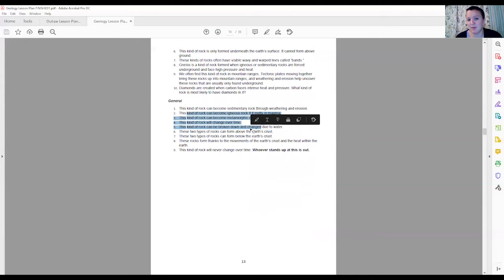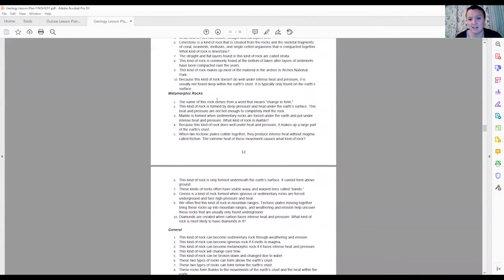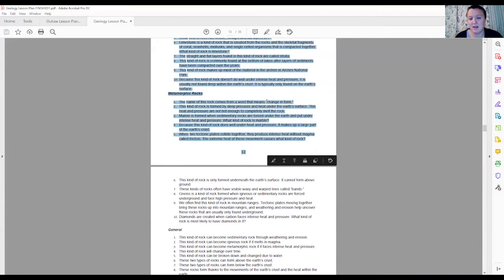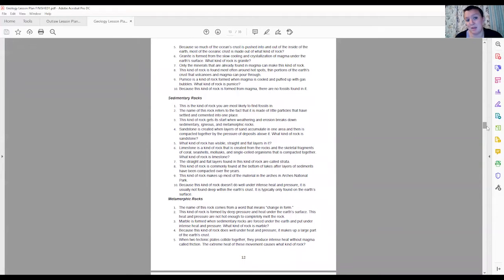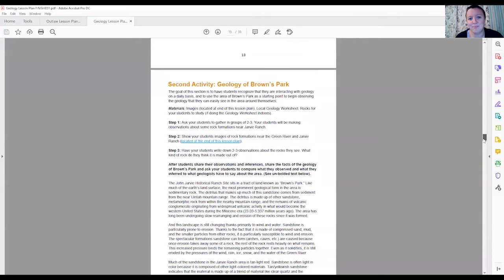There's also general questions, so if someone says, "This kind of rock will change over time," all students should stand up. If a student stands up on the wrong one, so for instance, someone says, "This kind of rock comes from the word that means to change in form," and they were labeled as an igneous rock, that student would be out. Or if someone said, "Because this kind of rock is formed from magma, there are no fossils in it," and someone who had a sedimentary rock stood up, they would be out. It's just another layer to the game.